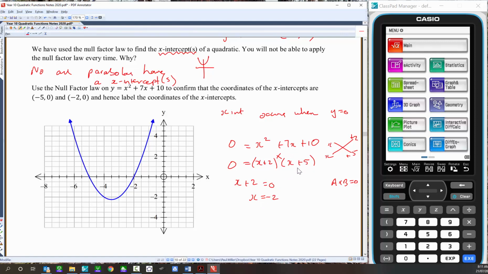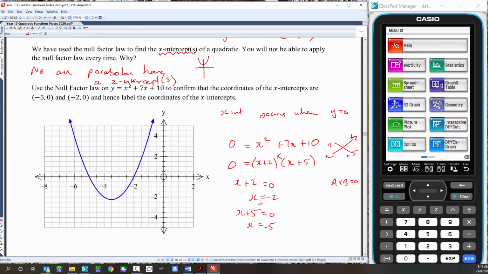Now, another possible solution is this one could be 0. So x plus 5 could be 0, in which case x is equal to negative 5, just solving algebraically. I'm just subtracting 5 from both sides. So I've got x is equal to negative 2 or x is equal to negative 5. Both of these scenarios will make it true.